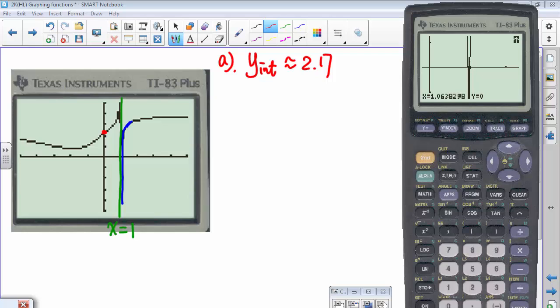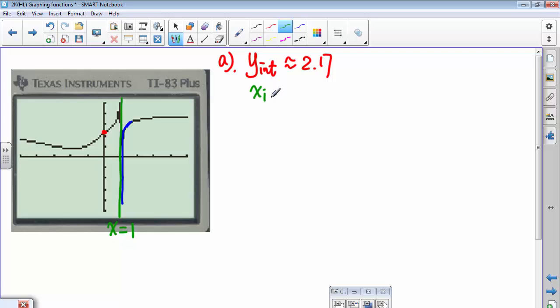So let's go to second trace. X-intercept is the 0. Let's find the 0. Okay, left bound. Let's look at where is the flashing cursor. Okay, it's here. So on the left side of the x-intercept, it's almost there. Let's enter. Then move the flashing cursor to the right side. It's almost there. Let's guess. So the 0 point, which is the x-intercept, is around 1.04.